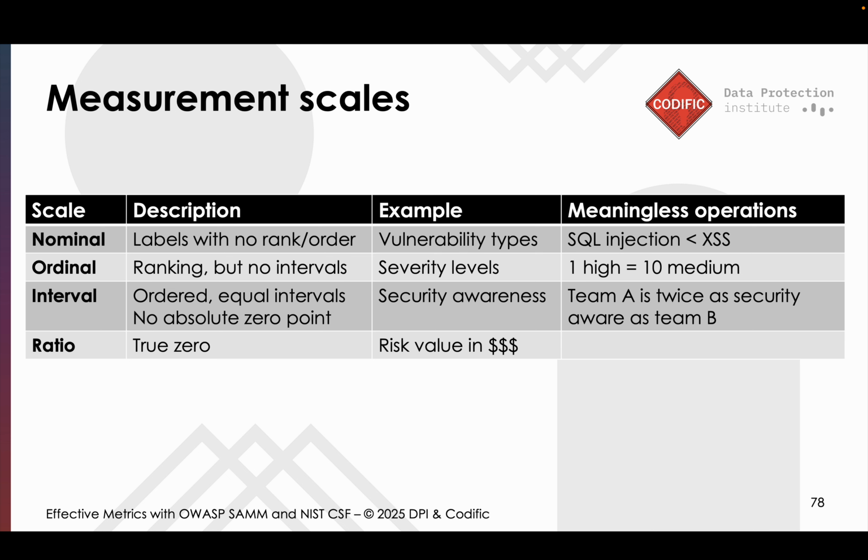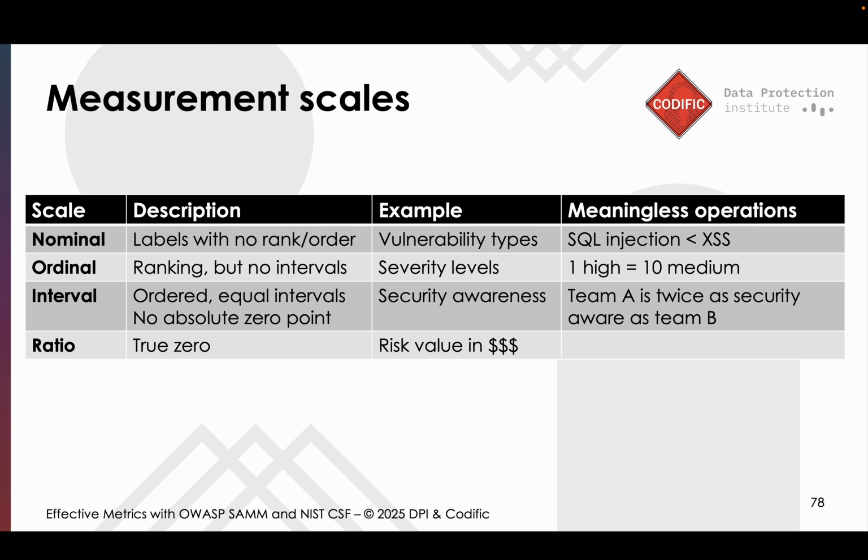Then we get into interval and ratio scales. These are very precise. The key difference between them is that ratio scales have an absolute 0. So things like time, cost, or effort fall into this category.